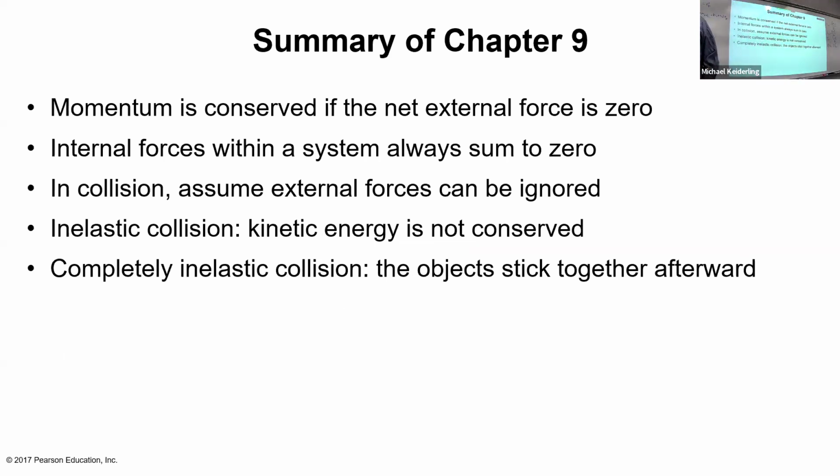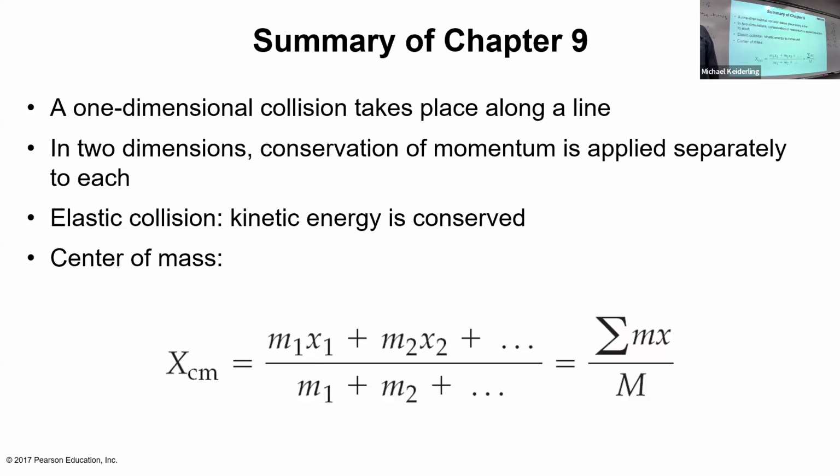And in a collision, you can assume that external forces can be ignored. For an inelastic collision, kinetic energy is not conserved. A completely inelastic collision is when the two objects stick together afterwards. A one-dimensional collision takes place along a line. In 2 dimensions, conservation of momentum is applied separately to each. In an elastic collision, kinetic energy is conserved.